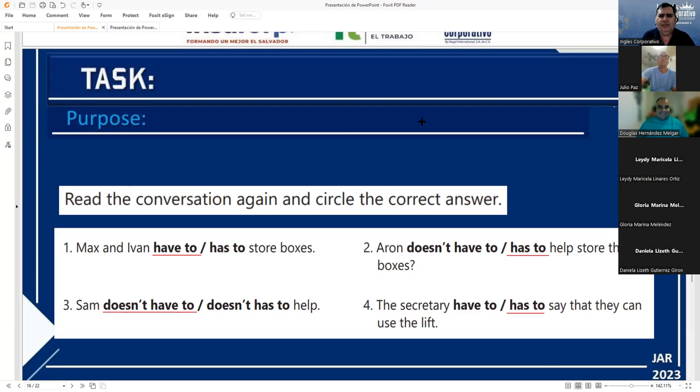What for? If she's going to say yes, there is no paperwork or anything, why, right? Protocol. If the lift is for storing the boxes, and they are the people that store the boxes, do they have to ask for permission to do the job? It's a protocol. It's funny, but it's true. It's in the company. It's ridiculous, but it's in the company.